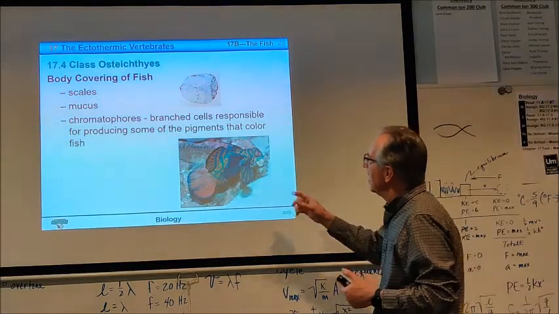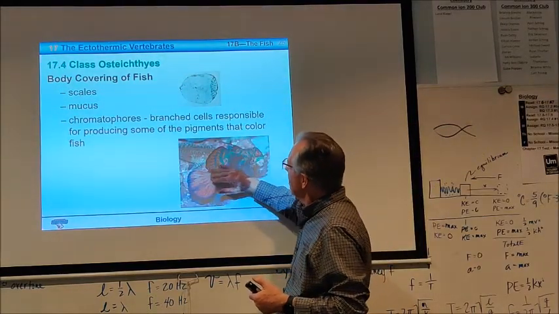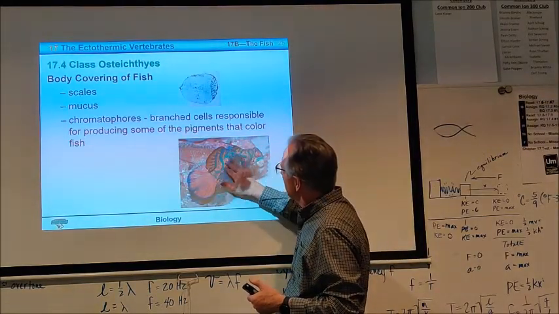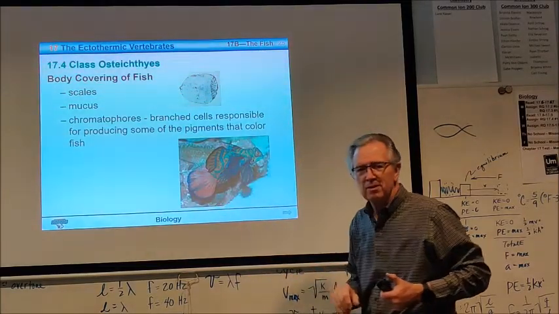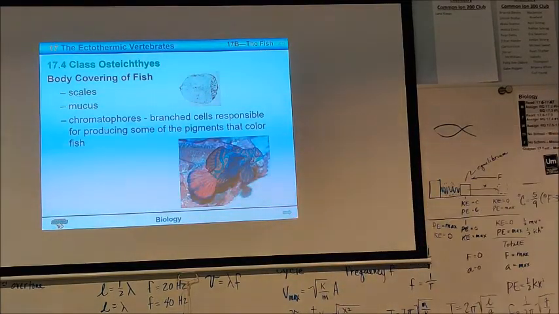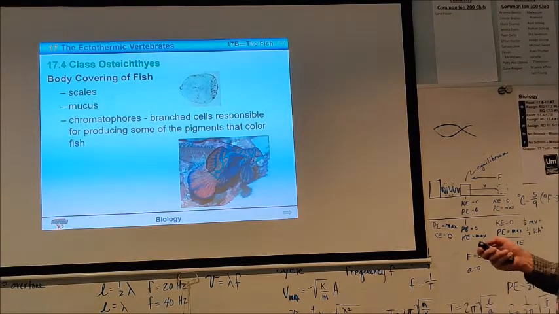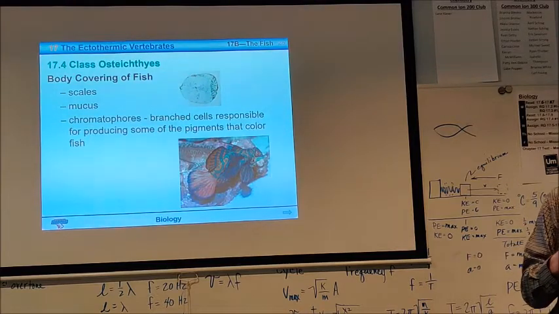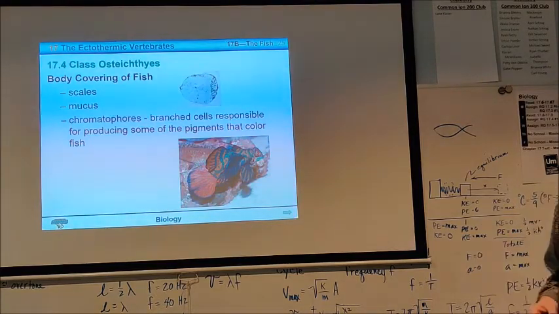They also have the cells for making color. Some fish are very colorful, and others pretty much blend into the bottom of the lake or pond or stream or river or whatever it is. They kind of blend in. But some of them are very colorful, and these are specialized cells that have pigments in them that give them that color.